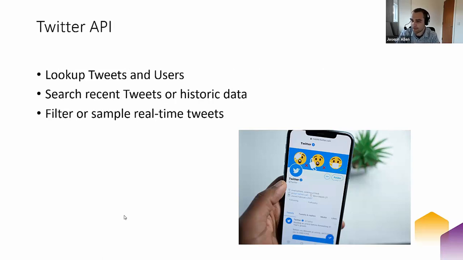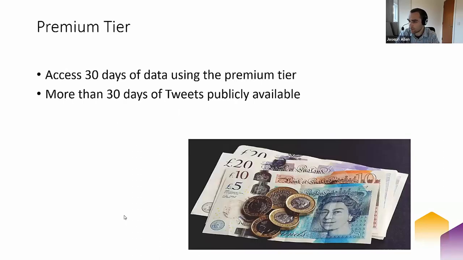The Twitter API is made up of various endpoints which expose data and methods. It's likely that the version of Twitter we use is a tiered version of this API. With that API, we can look up individual tweets or users. We can search recent tweets. We can stream live tweets in real time and filter them based on conditions. Using the free tier, you can only access the last 7 days of Twitter data. The premium and enterprise tiers will allow you to access the last 30 days of Twitter data.